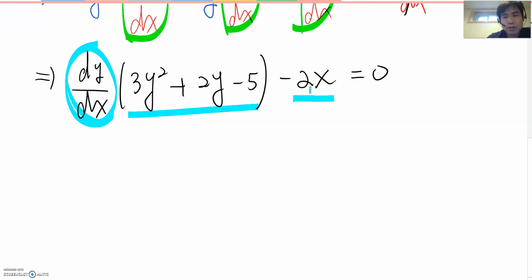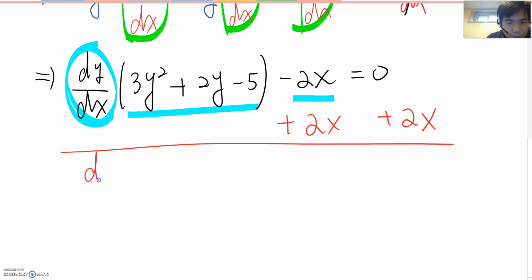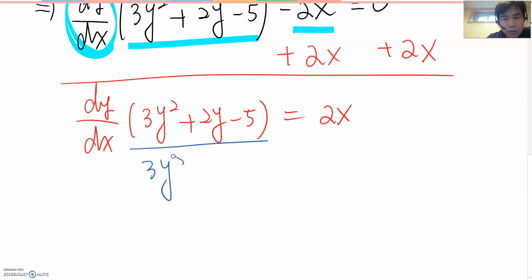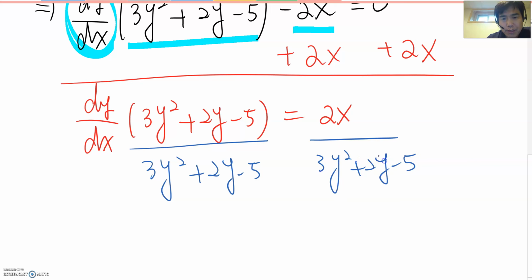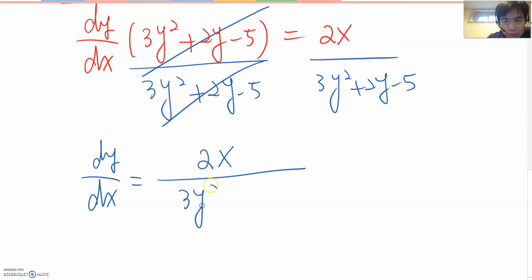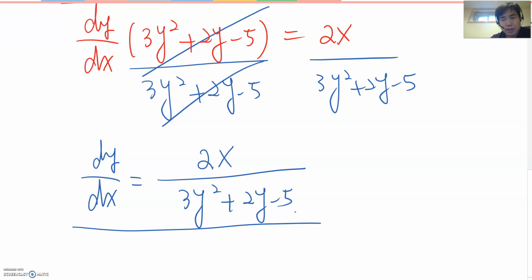So you don't need this one and this term here. So I'm going to move 2x to the other side first. So I'm going to add 2x. Then this becomes dy over dx times 3y squared plus 2y minus 5 equal to 2x. Then last step, we divide by 3y squared plus 2y minus 5. As you see, this one cancelled out. So dy over dx equal to 2x over 3y squared plus 2y minus 5. So that's the derivative form of this expression, I mean the relation.